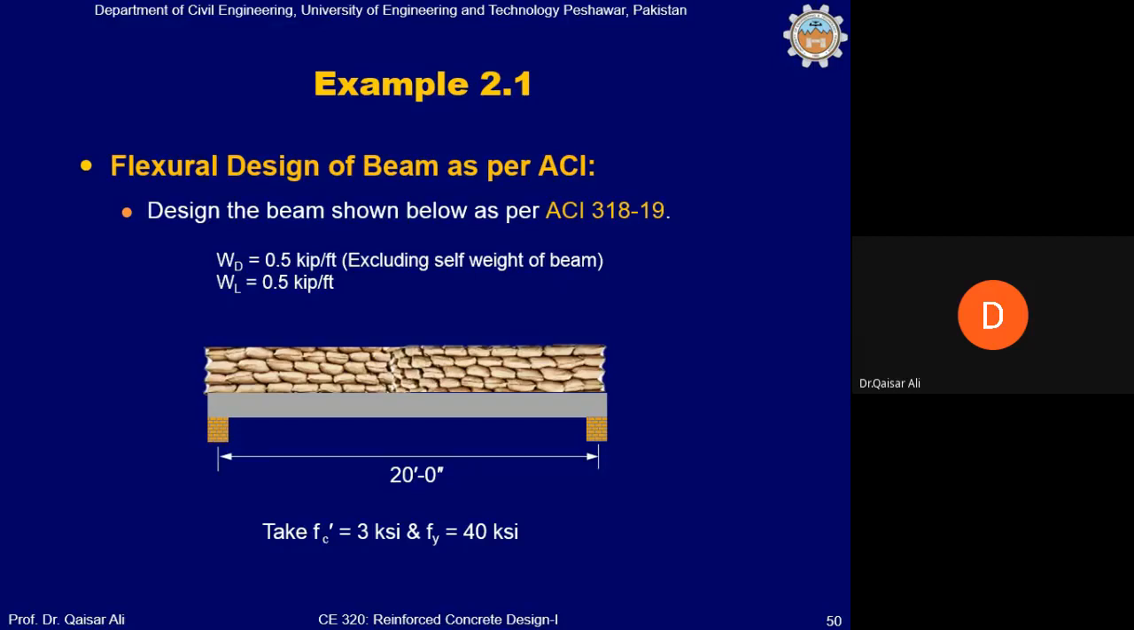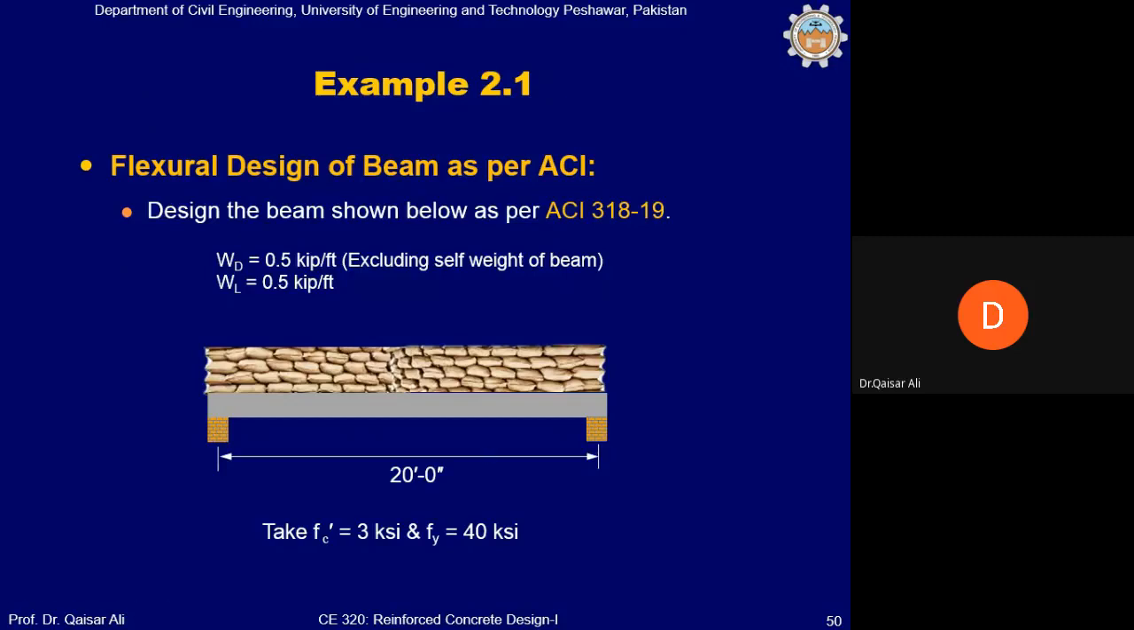Okay, so in this picture, you can see a beam has been shown. The length of the beam from center of the support to center of the other support is 20 feet. And you can also see some sandbags on the beam. These bags have been shown just to tell you that uniformly distributed load would look like this. Uniformly distributed load. This is not a point load. Okay, this is one thing.